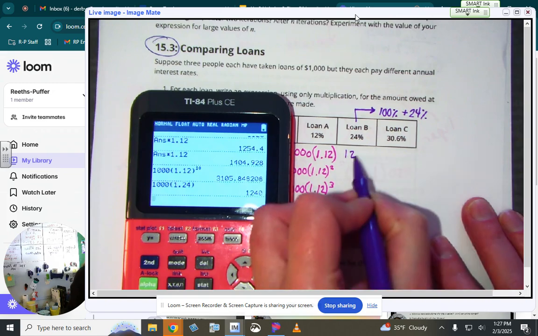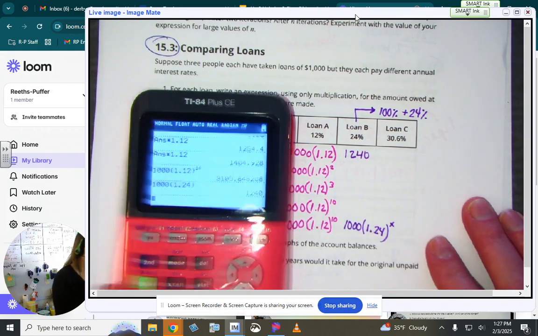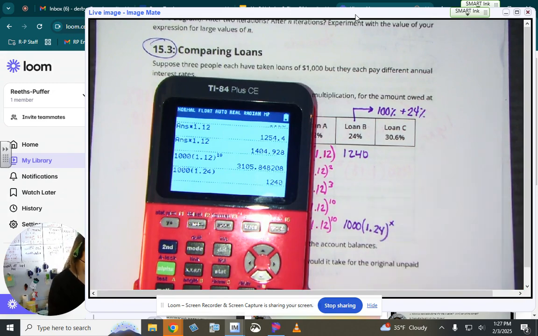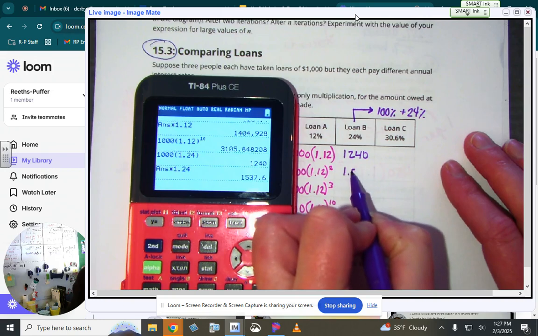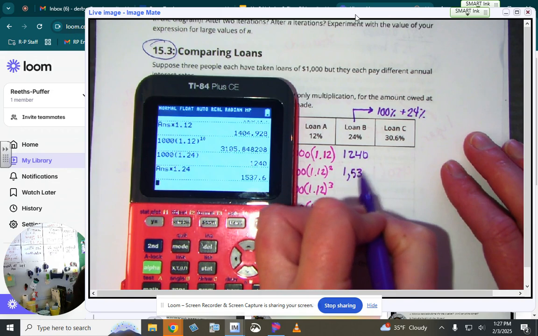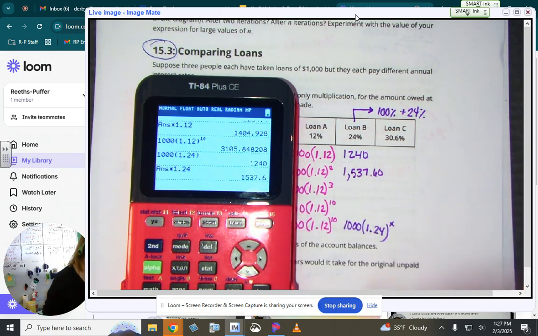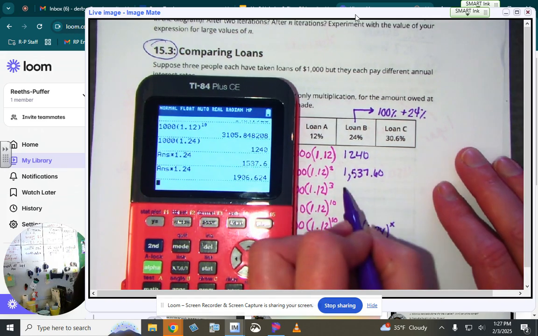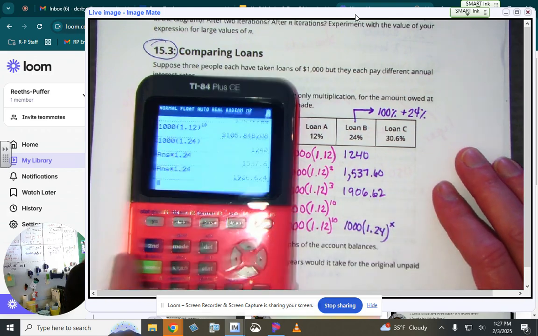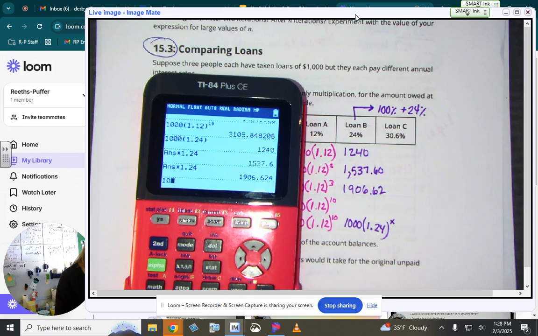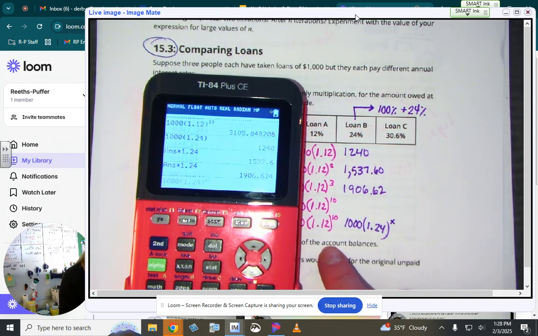After 1 year, it's $1,240 times 1.24 again. At the end of year 2, $1,537.60 times 1.24 again, $1,906.62. And then after 10 years, 1,000 times 1.24, raising it up to the 10th power.